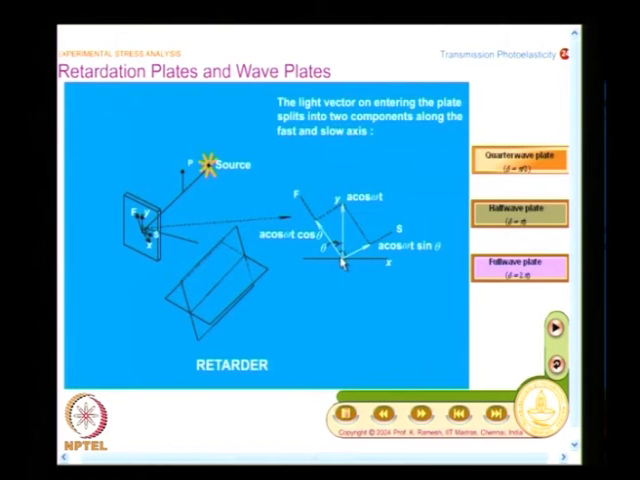Is the idea clear? I send a vibration A cos omega t, this will become 2 rays within the model, within the crystal plate, and depending on the orientation, one of these amplitudes is longer, another amplitude is smaller. So, amplitude is split, and the planes of vibration are in this direction, and in this direction, and they are perpendicular.